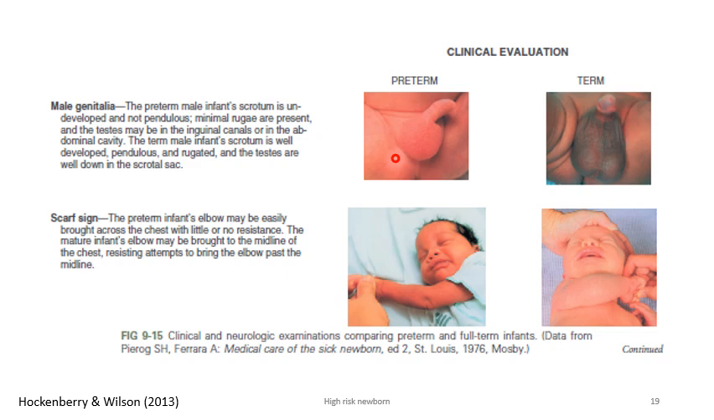Another sign that we need to make sure we check is what we call the scarf sign. So as you can see, a term baby can do flexion on the extremities. So when we try to move the arm across, there will be resistance, but on a preterm baby we call it the scarf sign, where the arm is not able to flex yet, so it's like a long arm, like a scarf. You can just wrap the arm like a scarf, with no resistance at all.